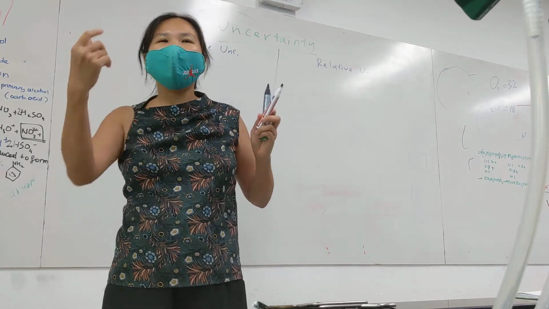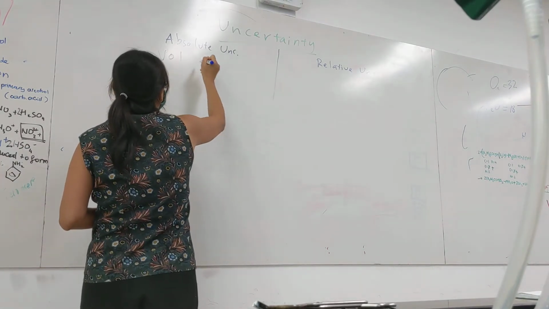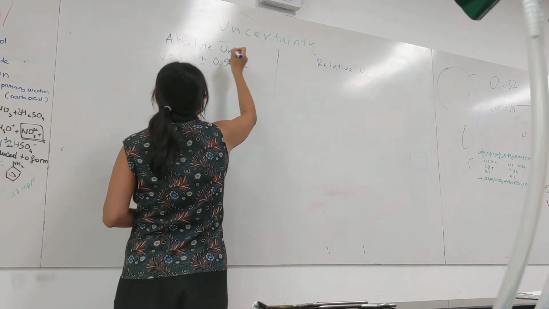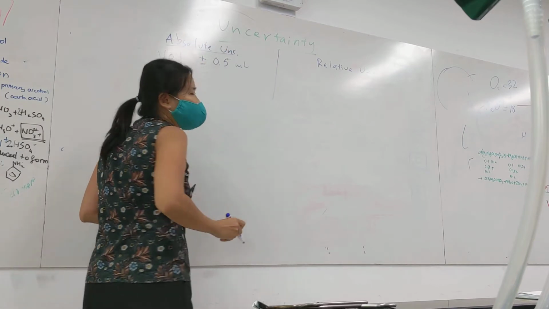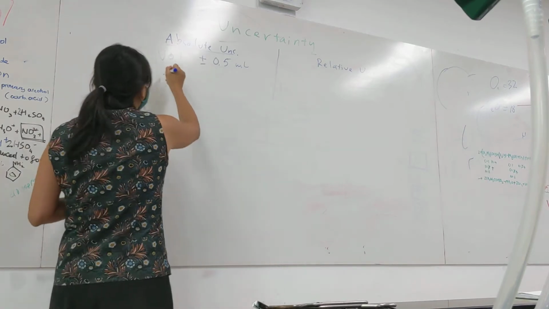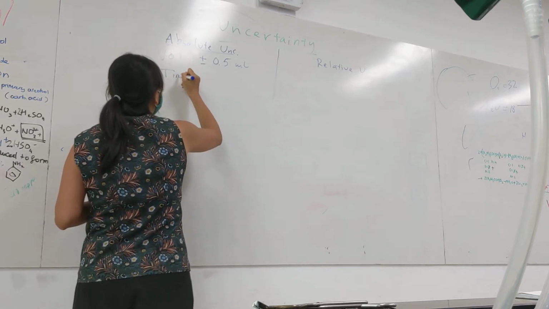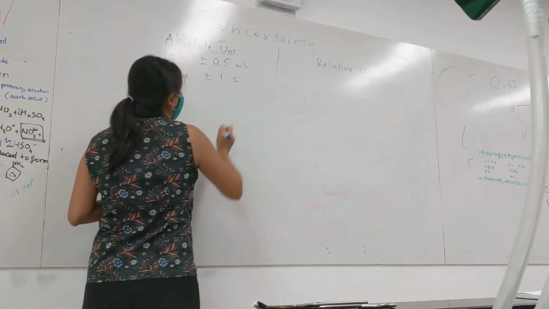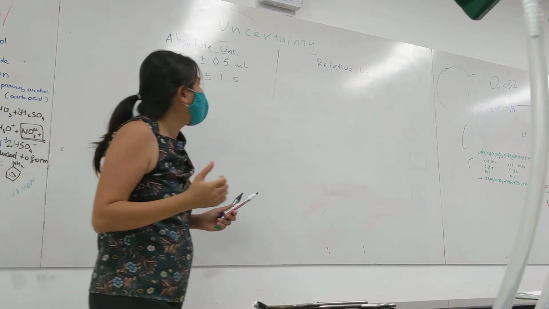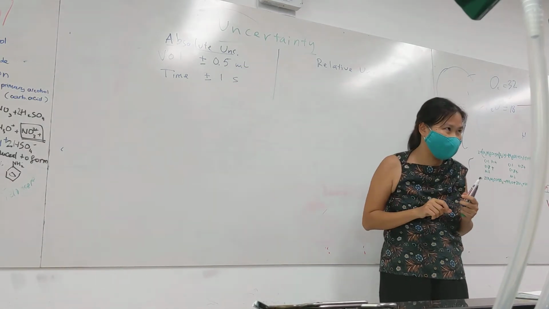So when you were doing the rates of reaction, you were calculating the volume, right? And the volume has plus or minus 0.5 milliliter. So that's your absolute uncertainty for volume, right? And when you're measuring time, it was plus or minus 1 second, yeah? So that's your absolute uncertainty for volume and time. Yeah? Now relative uncertainty is the percentage of how much that matters to your measurement.